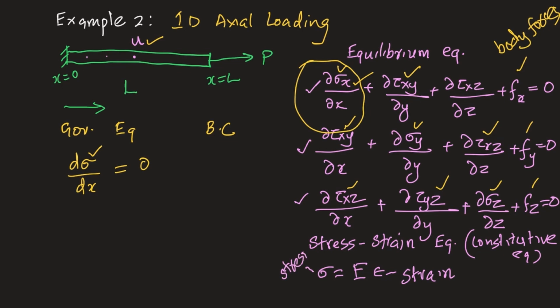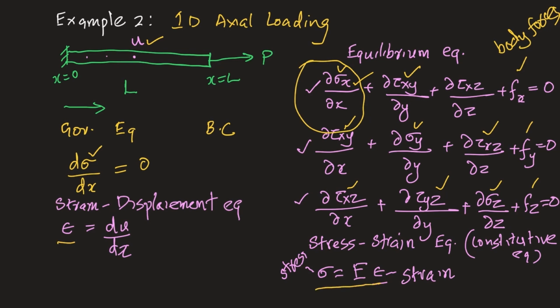We also require one more equation to substitute the strain to displacement. Since I've run out of space, I will write it here. Strain is related to displacement: epsilon is equal to du by dx. This equation is known as the strain displacement equation. Now we can back substitute the value of epsilon in the stress strain relation. So what we get is sigma is equal to Young's modulus E into du by dx.